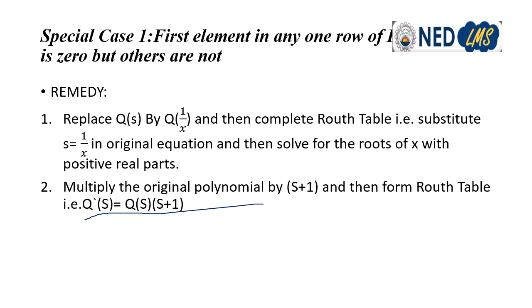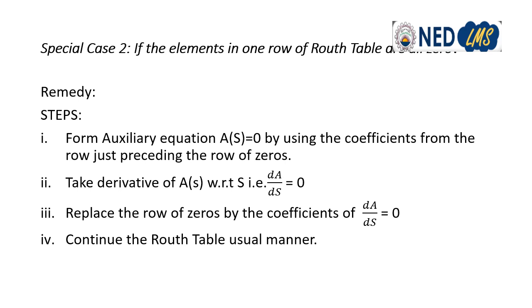Now let's continue, we'll see some more examples. First we discuss special case 2. If the elements in one row of the routh table are all zeros, it means not only the first element in a row of the routh table is 0, but all the elements in a row are 0. In this case, we again have to apply some remedy.